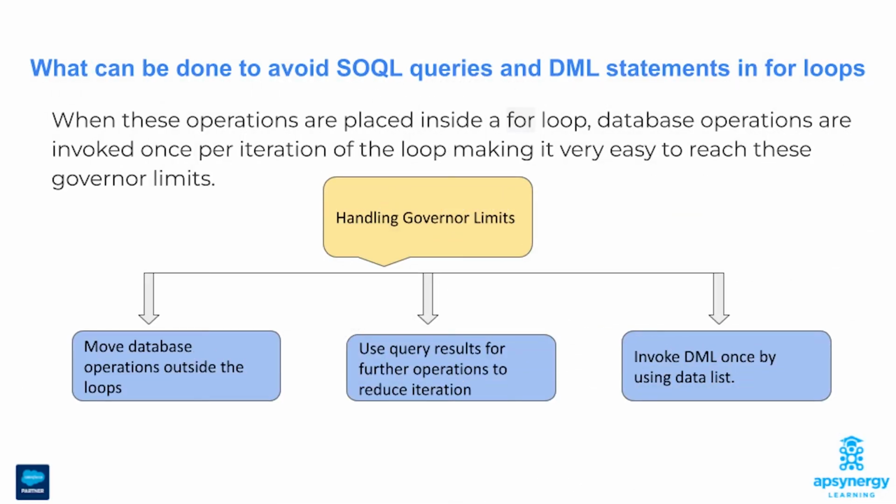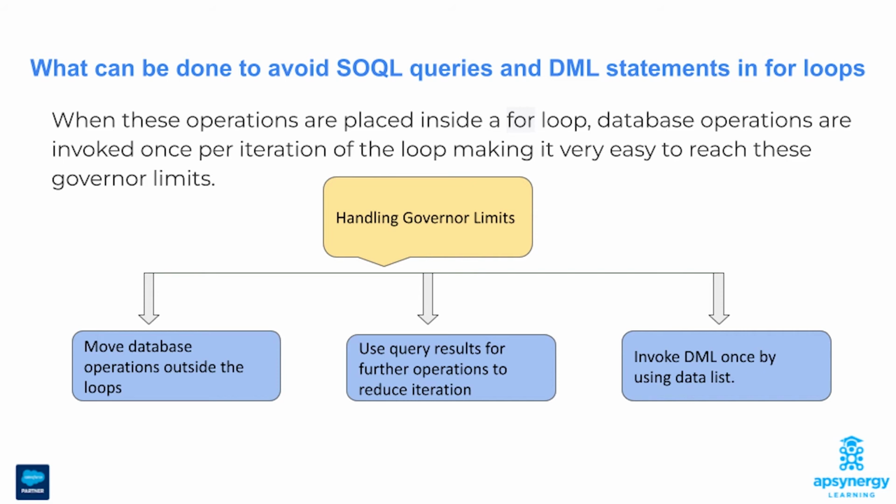Next, we are going to discuss that there shouldn't be a DML statement in a for loop. It's a very common mistake that queries or DML statements are placed inside a for loop. There is a governor limit on the maximum number of SOQL queries and DML statements.